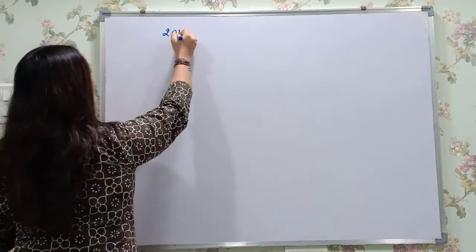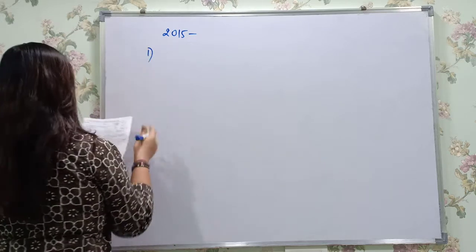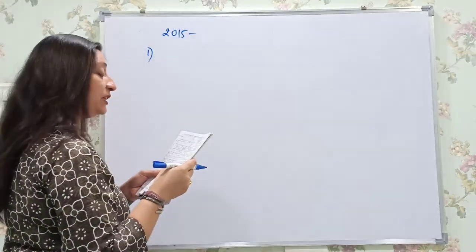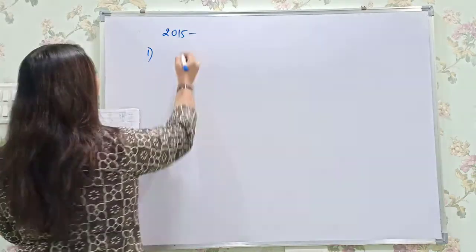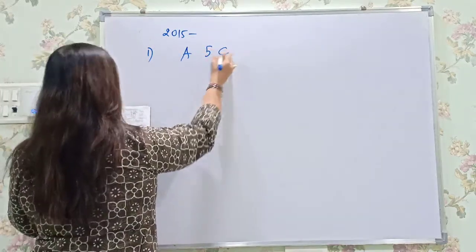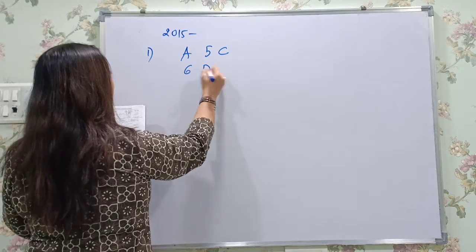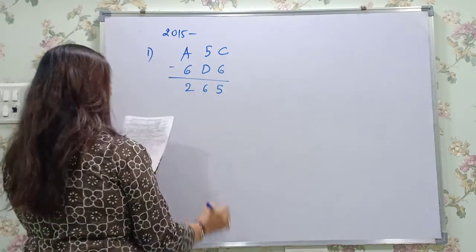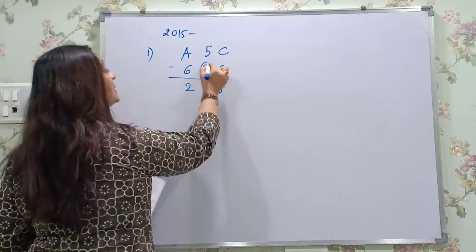Sum number 1. In the subtraction given beside, what is the value of D from the given options? A 5C minus 6D 6 equals 2 6 5. Now we are supposed to find out the value of this D.